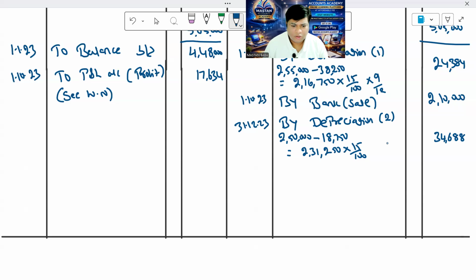That's it. Now I'm making the totals of the debit total. Always debit is higher. So taking the debit total here, 4,48,000 plus 17,634, you will get 4,65,634. One second, I will check once again. So you'll get 4,65,634 on both sides.